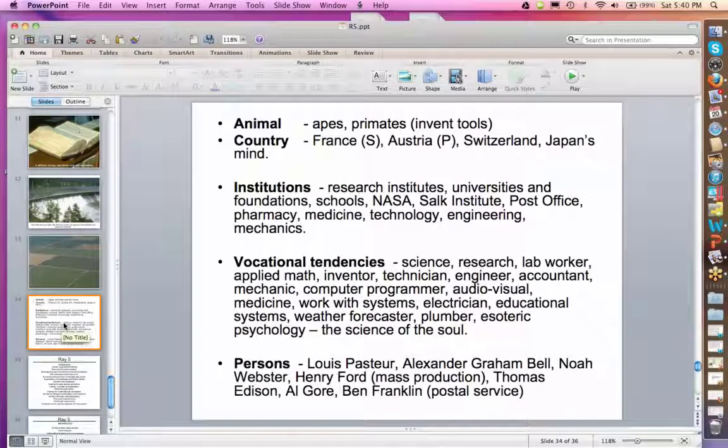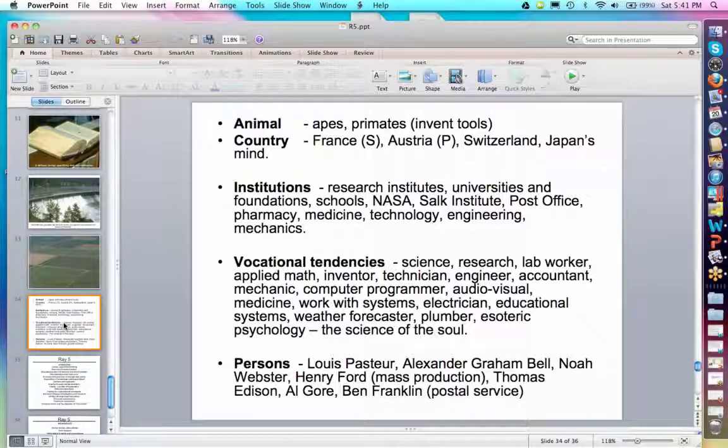We have animals, primates and apes. Why? Because they have a thumb. They have a thumb that allows them to grasp and hold on and becomes utilitarian. It can actually function the hand. France is its soul ray. Its personality is the third. You see the hard lines here for France. Many discoveries came to us from France, Louis Pasteur and others.